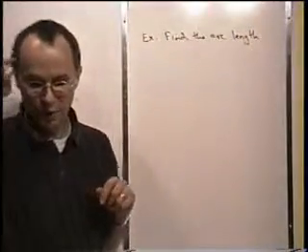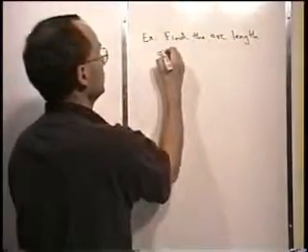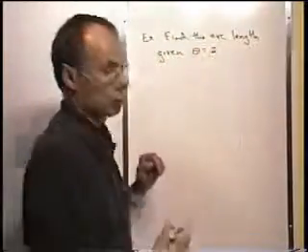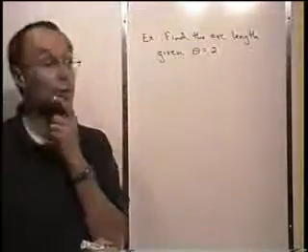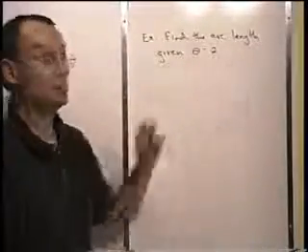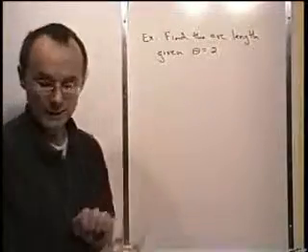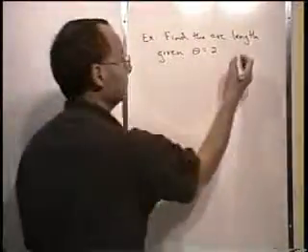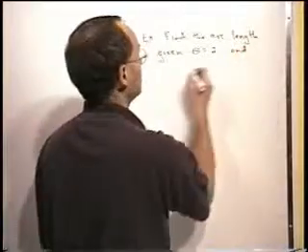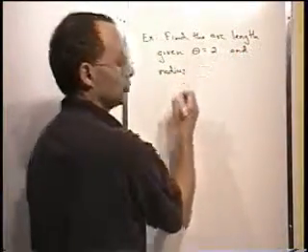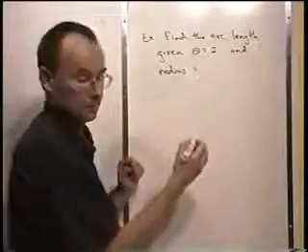We're going to try and find the arc length given some information. Given theta equals 2, and you'll notice that there's no degree symbol. What that means is that I know this angle is measured in radians, 2 radians. And another bit of information, the radius equals 10.